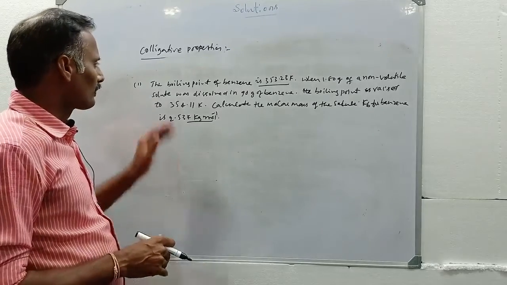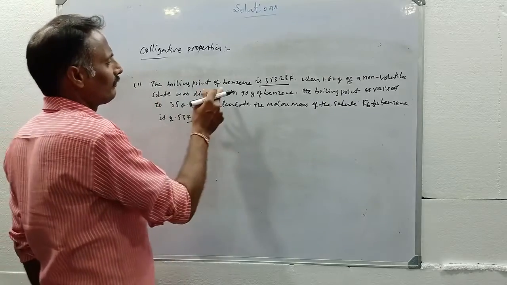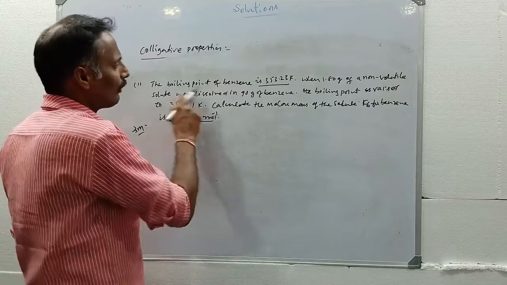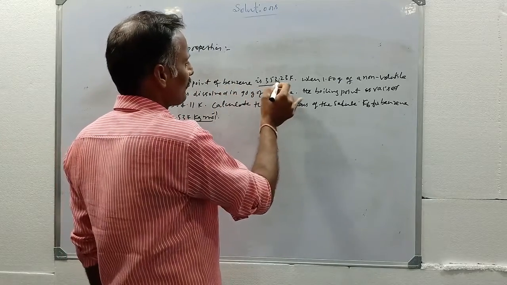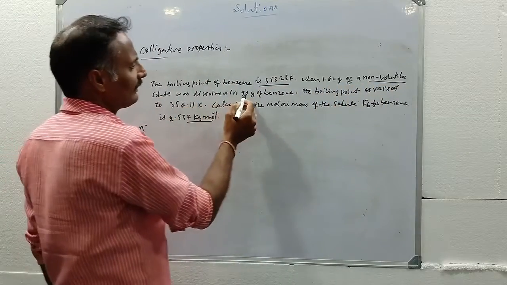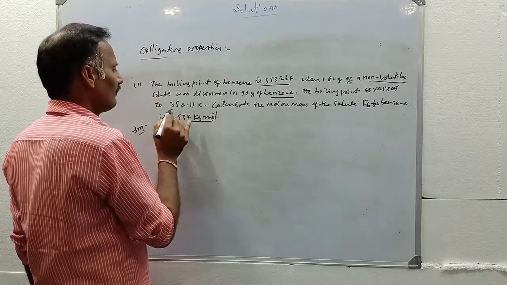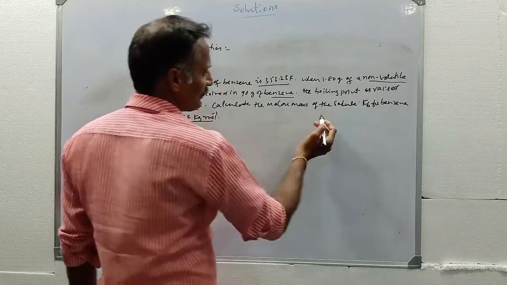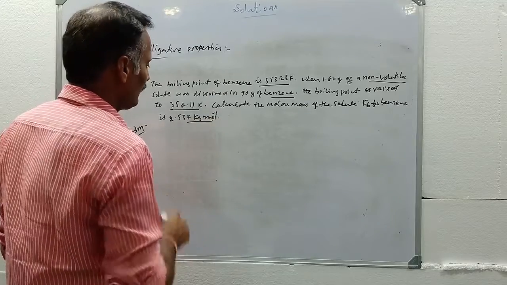This is one numerical problem based on elevation in boiling point of a solution. It was already asked in previous examinations as a 3 marks question. The boiling point of benzene is 353.23 Kelvin. When 1.80 gram of non-volatile solute was dissolved in 90 gram of benzene, the boiling point is raised to 354.11 Kelvin. Calculate the molar mass of the solute, and Kb for benzene is 2.53 Kelvin kg per mole. This is the data given.